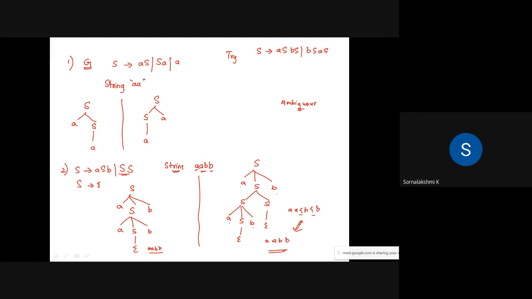S goes to ASB, or epsilon. So for this, for the input string AB, please try. This is the input string AB. Please try and find if this is ambiguous or not ambiguous. Okay. We'll see more examples. Now, we'll solve this one and then we'll go for conversion.